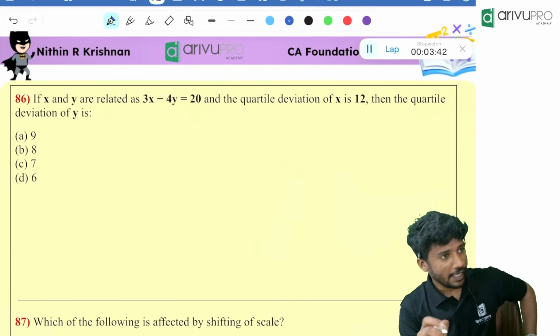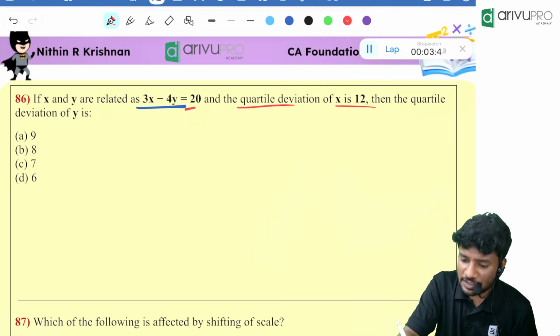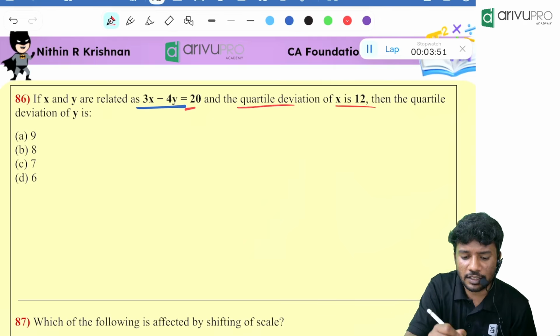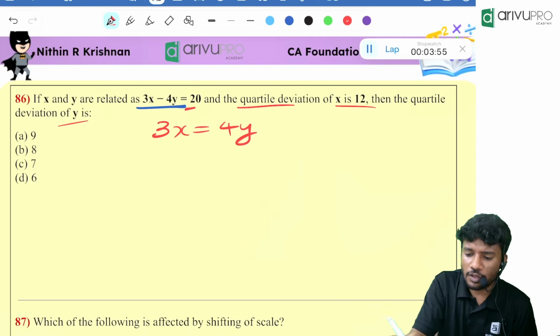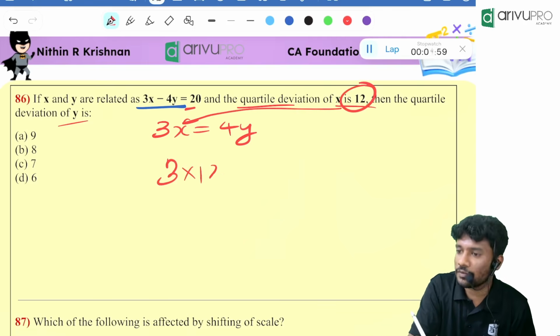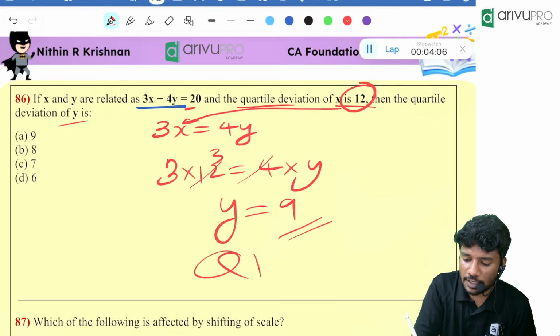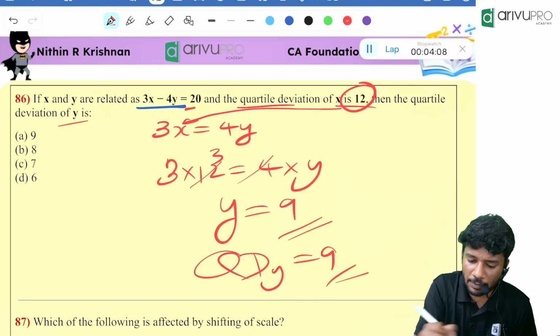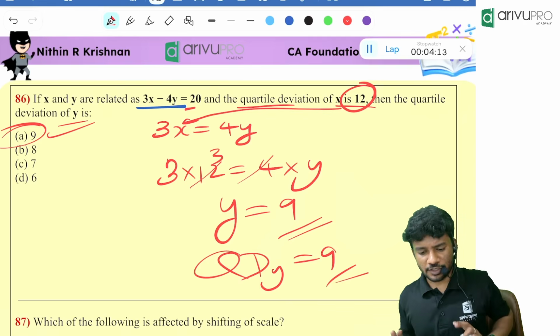Now, try this. Very easy question. X and Y are related like 3x minus 4y is equal to 20. Quartile deviation of x is given to be 12. Find quartile deviation of y. Direct question. You will write it as what? 3x is equal to 4y. Instead of x, you will put what? 12. That means 3 into 12 is equal to 4 into y. Cancel, cancel. What is remaining? y is equal to 9. That means quartile deviation of y is equal to what, people? 9. Option A.